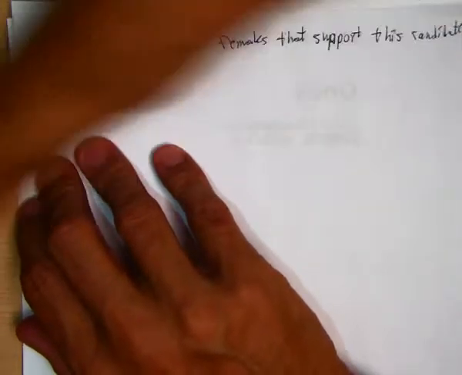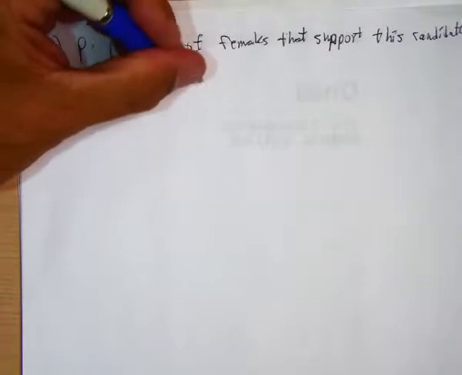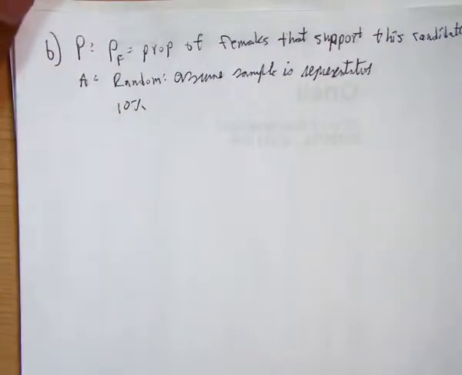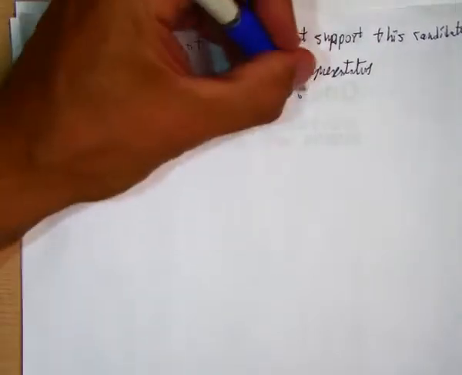So now we have to do the females. P sub F is the proportion of females that support this candidate. Okay, so the assumptions and conditions, again, random. We're going to assume the sample is representative. 10%: let's see, how many women did we have here? We had 522. It's less than 10% of all women.